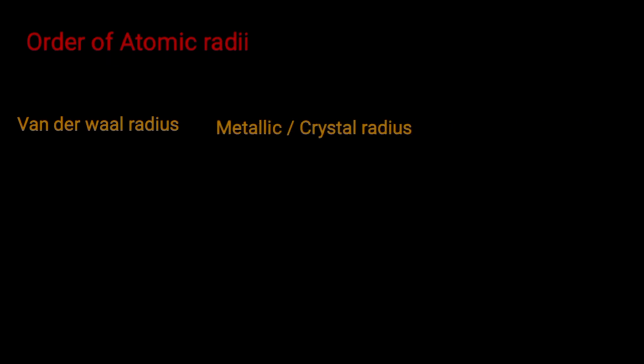Now we have the order of atomic radii. How these three atomic radii are related, we'll see. First of all, van der Waals radius is the biggest, then metallic or crystal radius. Next we have covalent radius. That means the decreasing order of atomic radius is: van der Waals radius is greater than metallic or crystal radius, which is greater than covalent radius.